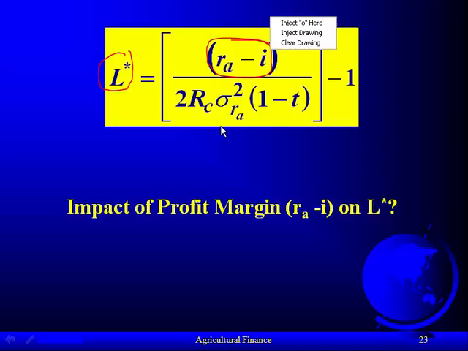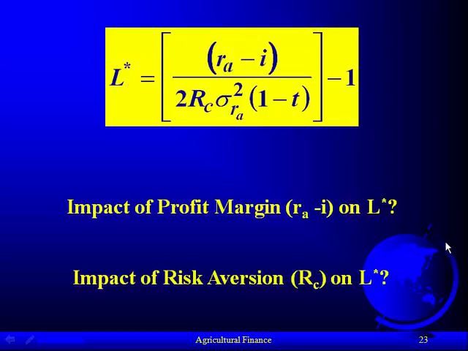The greater the profitability, the greater the expected profit on that investment, the more leverage you're willing to take on. What's the impact of the risk aversion coefficient on leverage? The more risk averse a person is, what happens to their willingness to borrow money? It goes down, right? Which makes sense.